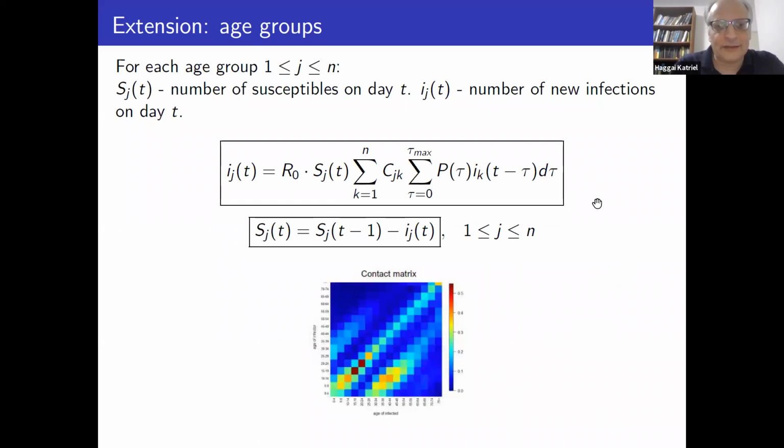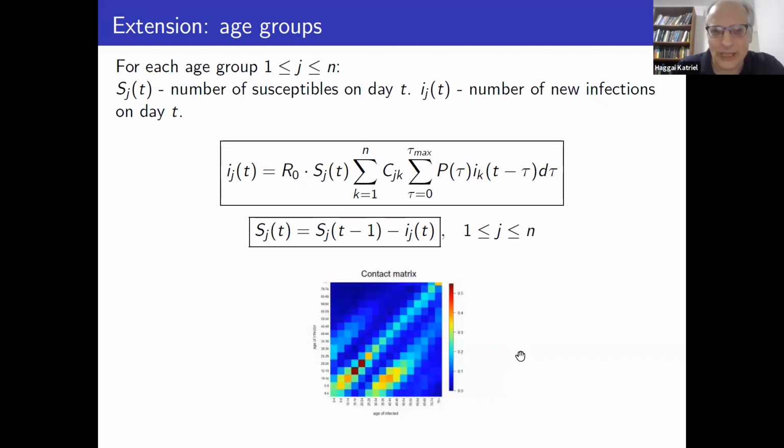Okay, of course we extend this to age groups like before. We have data for each age group. And this is a representation of the contact matrix. It's based also on epidemiological investigations of who infected whom. You see, these matrices always have this structure. You have a strong diagonal, interactions in similar age groups, and then you have these sub-diagonals. It's children and parents.